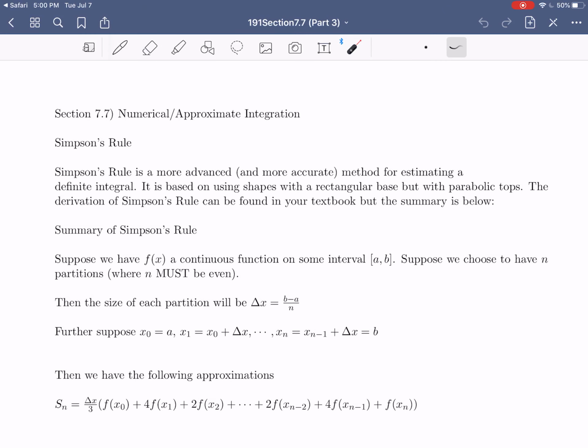In today's video, we're going to be wrapping up section 7.7 from your textbook, which was our discussion of numerical or approximate integration. So far, in the previous two videos, we went over some of the basic approximation methods, such as left endpoint and right endpoint.